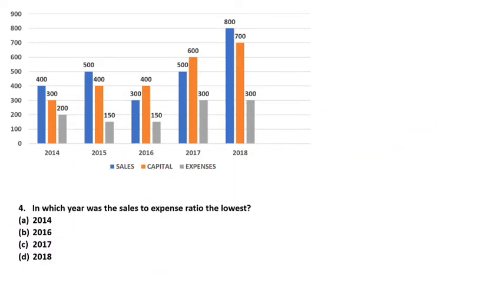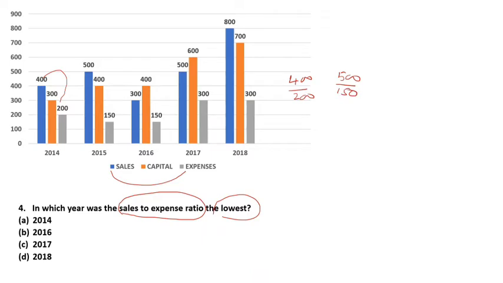So the next question is, in which year was the sales to expense ratio lowest? Sales and expense, blue line and gray line, sales to expense. So this is 400 by 200. Second is 500 by 150. Here 300 by 150. Here 500 by 300. And here 800 by 300.